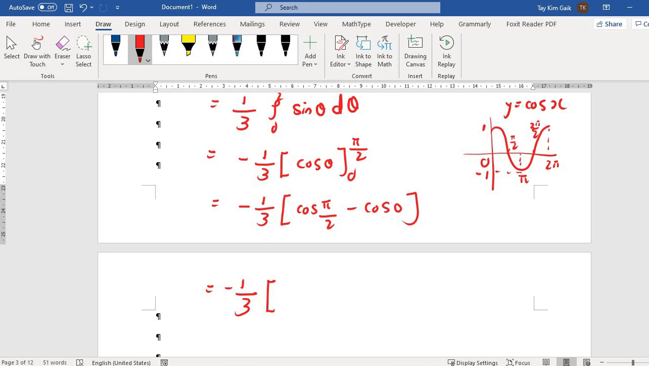Or you can press your calculator. So cos pi over 2 is 0, and cos 0 is 1. That's why you get a negative times a negative. So the answer is 1/3. So the volume that we obtain in this case is 1/3.